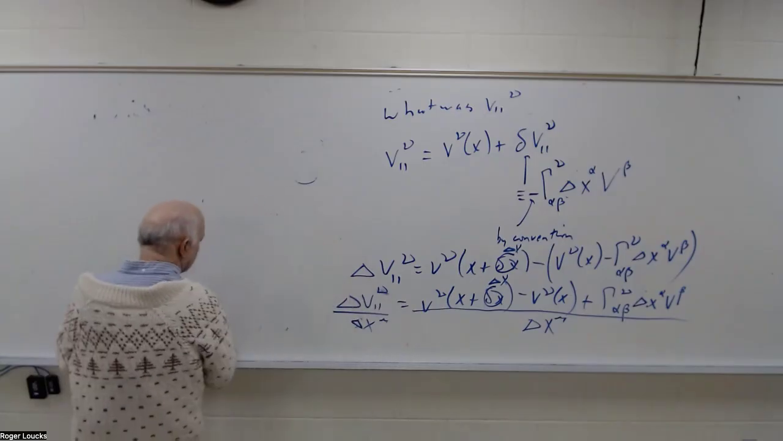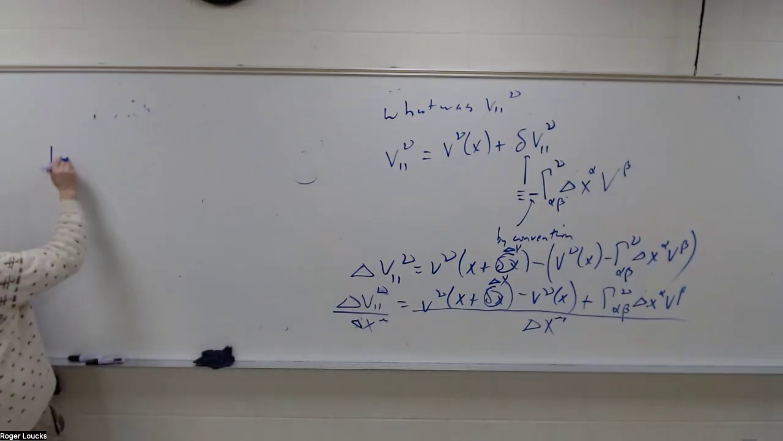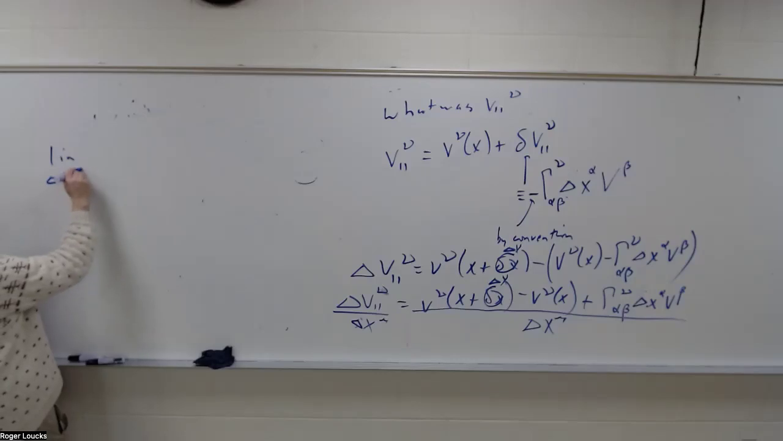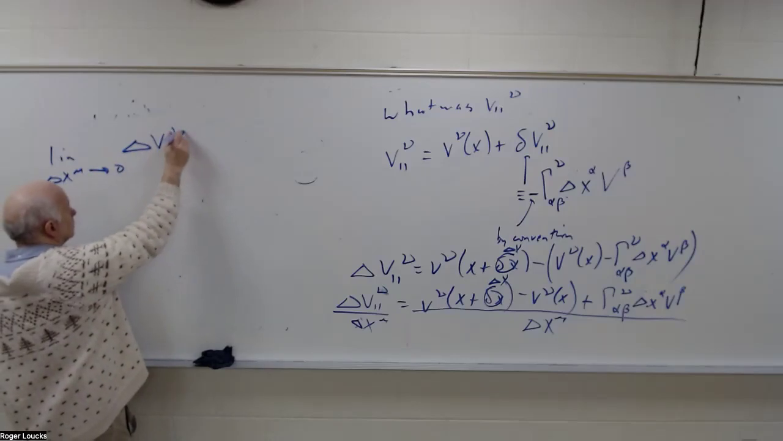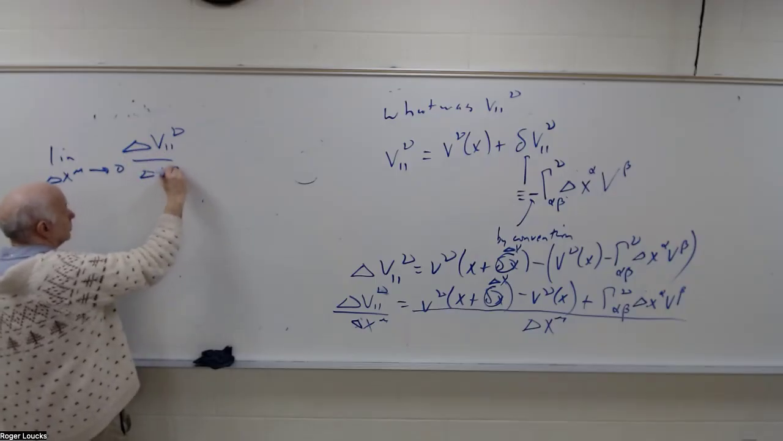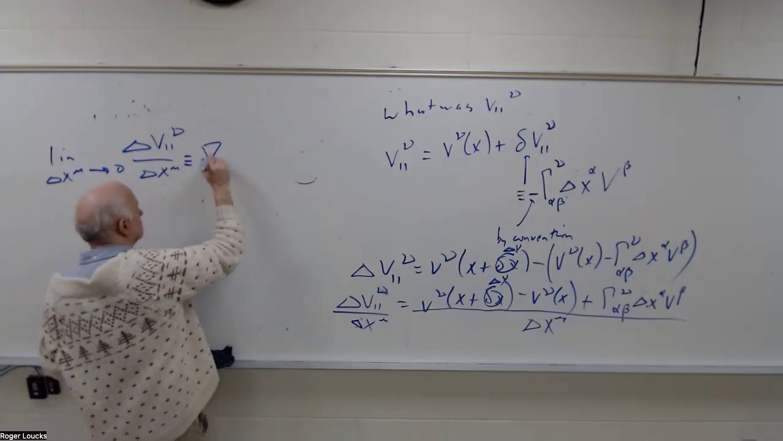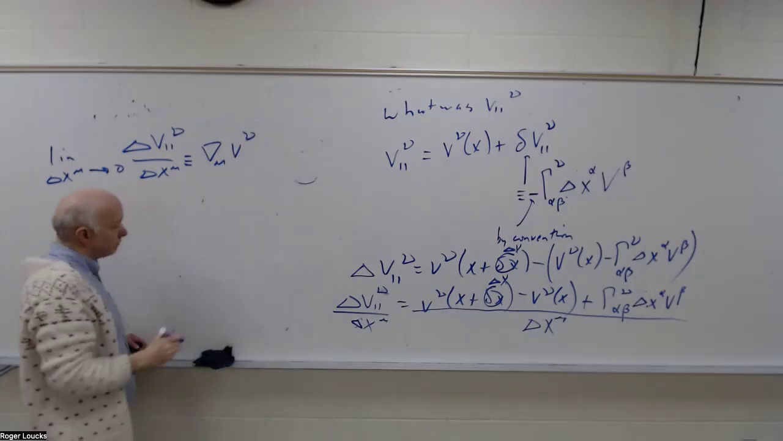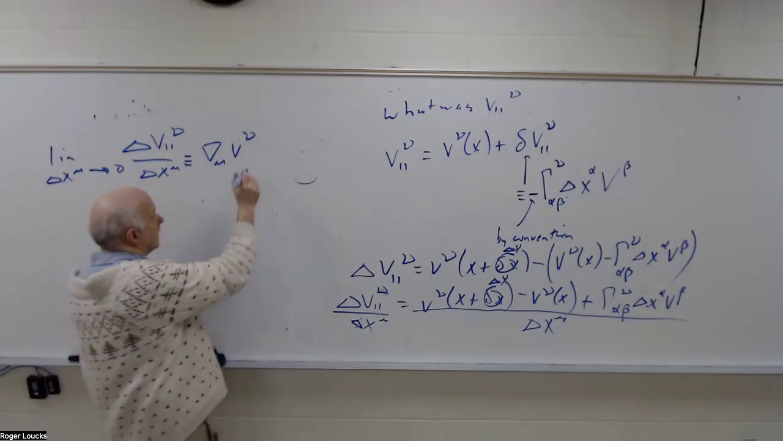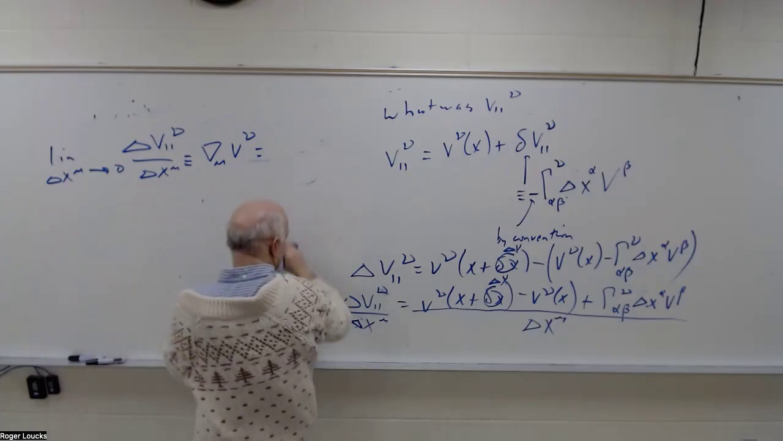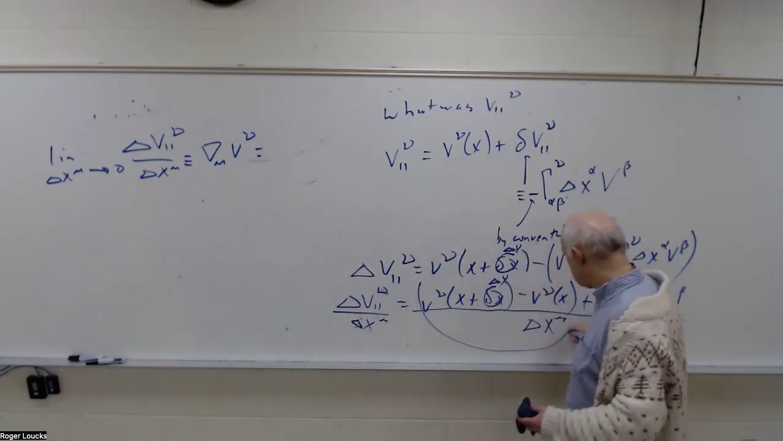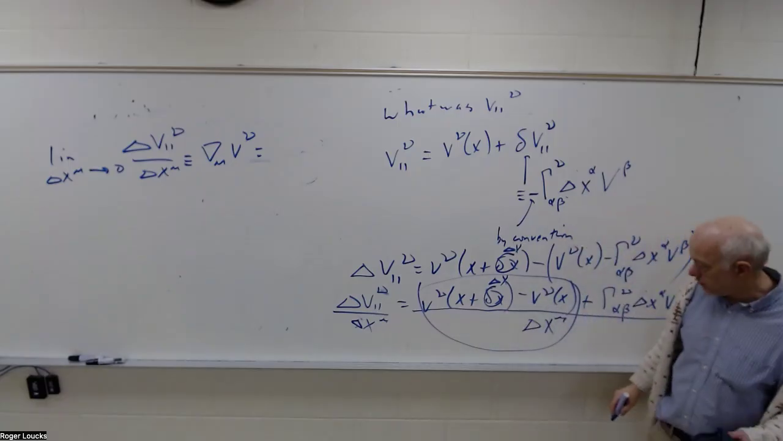So what does that get us? We're going to take then the limit as delta x nu goes to 0. And this guy here, we define this to be the covariant derivative. That was by definition what equals what? This guy here becomes what?